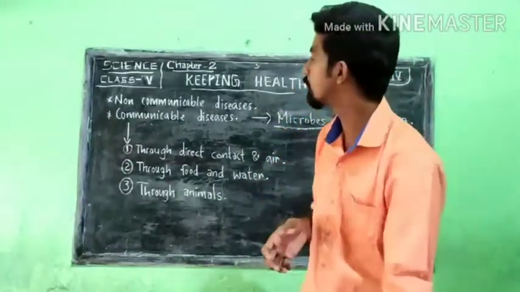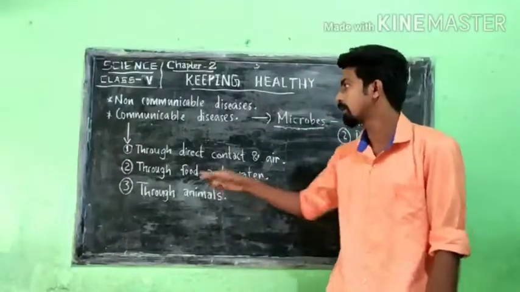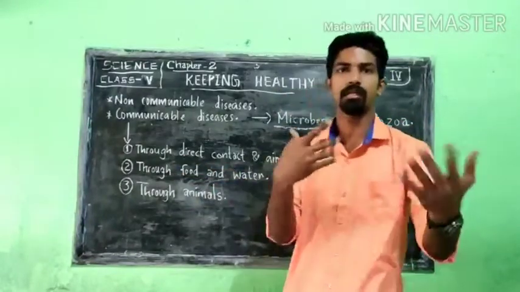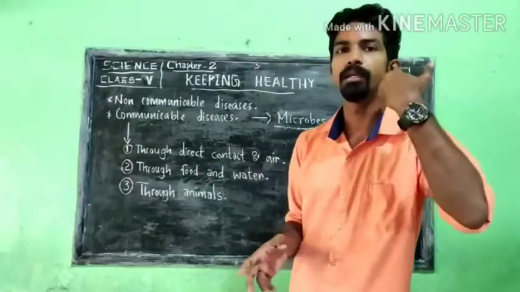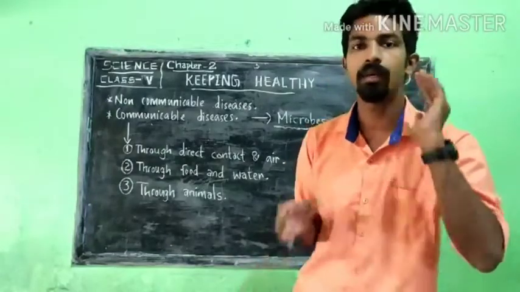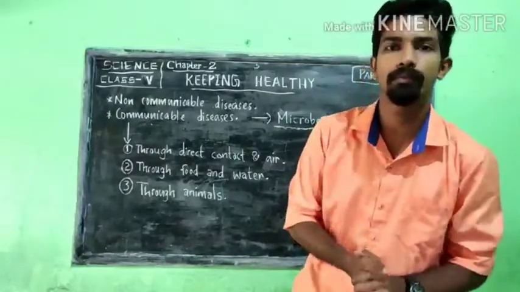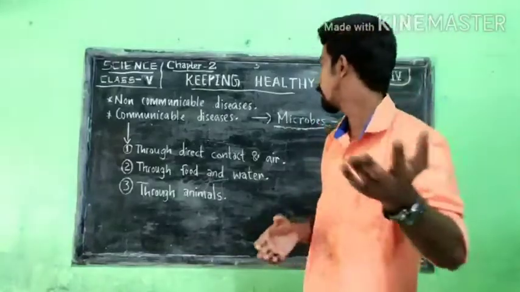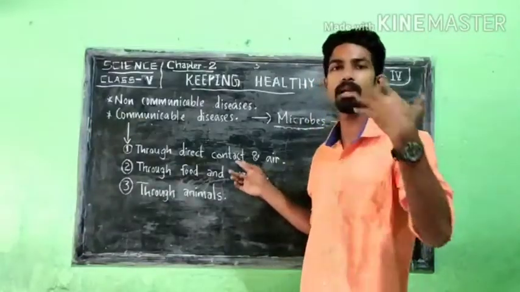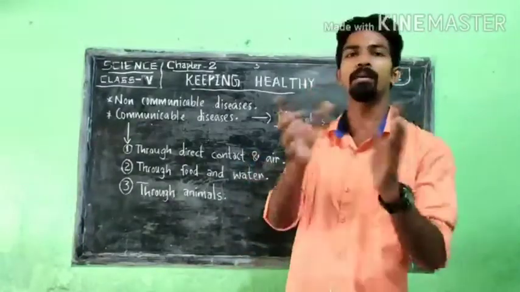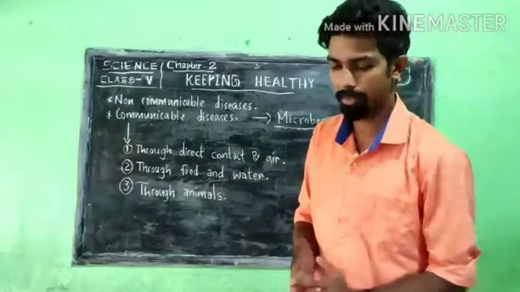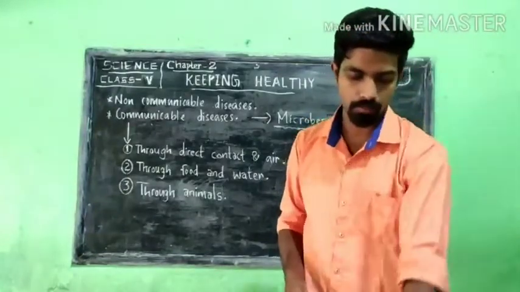So that is the first thing I want to say, that through direct contact. She is giving out germs while sneezing, they will come outside from her body, from her mouth. So if you inhale that air, what will happen? Automatically that disease will come to you. So that is about that one.